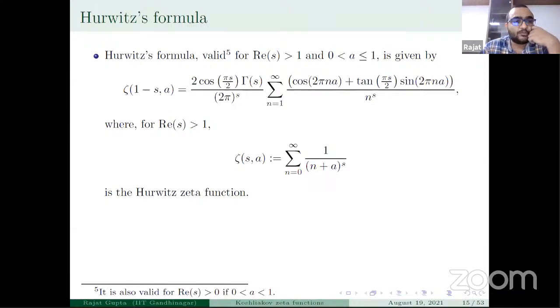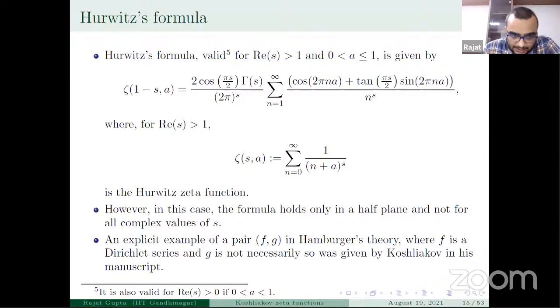Now we move to the Hurwitz formula, where if you tweak the Hurwitz formula a little, then we find that for real part of s greater than 1 and a in the strip between 0 and less than or equal to 1, it is given by this. Now from here you can see that zeta of 1 minus s comma a is defined by the Hurwitz zeta function, so it's a Dirichlet series, while this part is not a Dirichlet series. So this can be an example of that functional equation. But here is the reason why it's not a complete example, because this is only true for real part of s greater than 1.